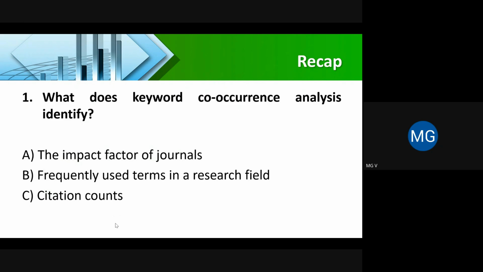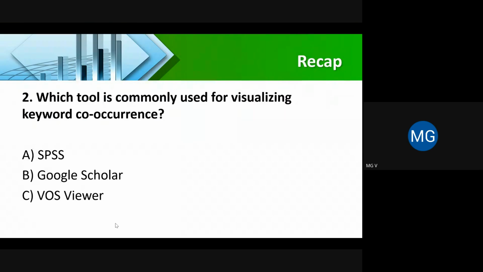Keyword co-occurrence. This is the key. Okay, you are right. It is frequently used terms in a research field. That is why these are keywords. Which tool is commonly used for visualizing keyword co-occurrence? Right, it is C.